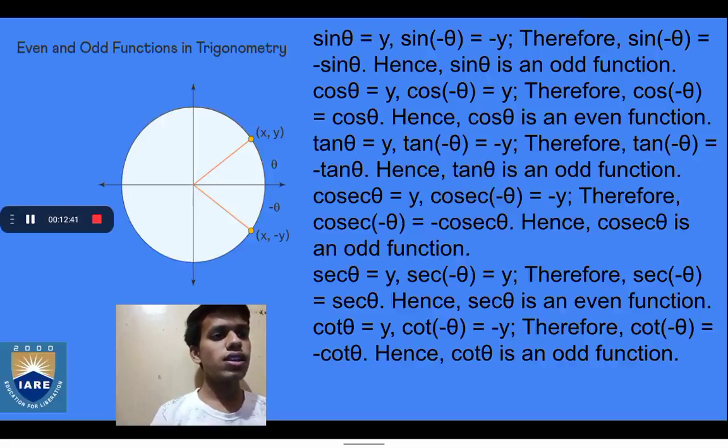Similarly, cos theta is an even function since cos of minus theta is also cos theta. Tan theta is also an odd function. Cot theta is also an odd function. Cosecant theta is also an odd function. So we can categorize that, except cos theta and secant theta, all the trigonometric ratios are odd functions.